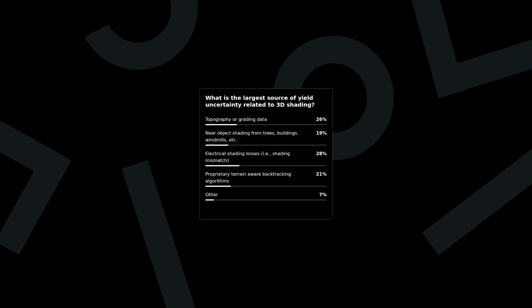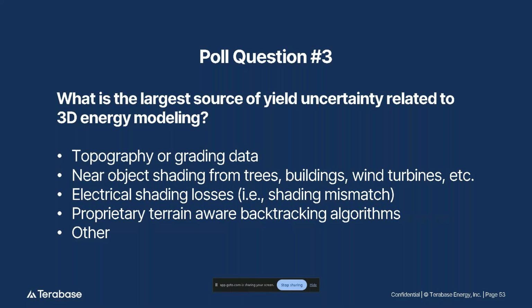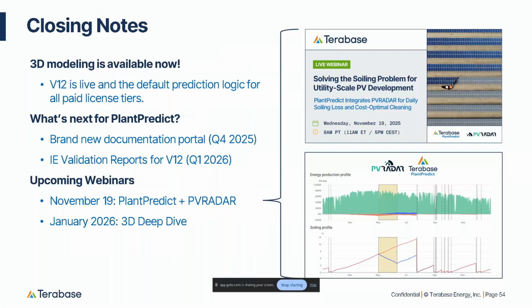Okay, the answers are fairly distributed across the field, with electrical shading losses taking the lead, but not by far. Topography or grading data also there, so kind of like a mixed bag here. On that note, I'm going to move on to our closing notes. Yeah, thanks Arthur.